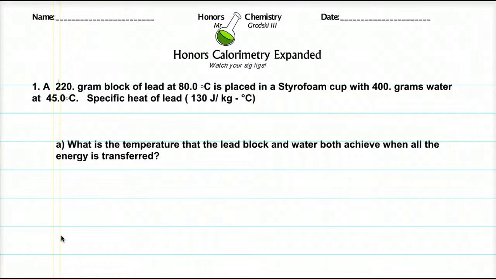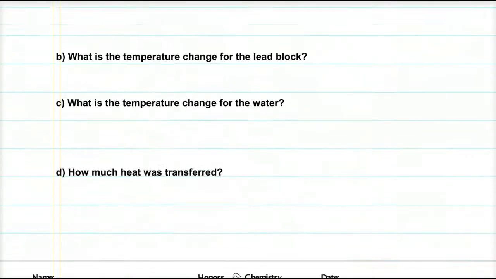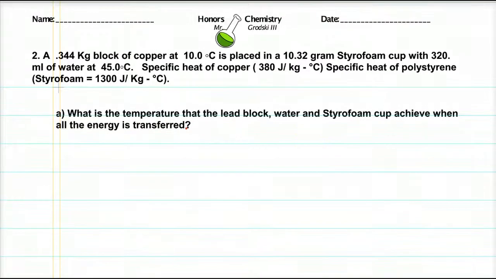Lecture 1.13 is on question number 2 of Honors Calorimetry Expanded Problems. You have the key in the website under the Files page, but I am going to walk you through the problem on number 2. Number 1 we did together, and let's get started. So in number 2, what we're going to do is first define where energy is flowing.